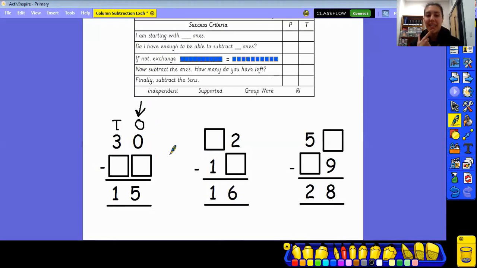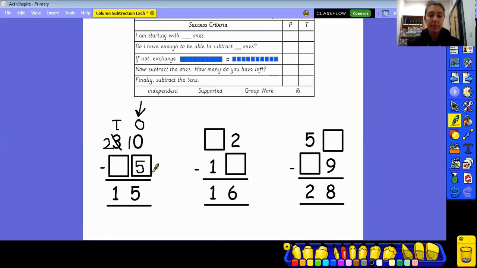That must mean that I exchange one of my tens from here. So that means I'm going to take one of my tens, put it into my ones column, and then that leaves me with 2 tens. So now the question is asking me 10 take away something equals 5. Well, I know I can do that because I know my number bonds. So 10 take away 5 equals 5.